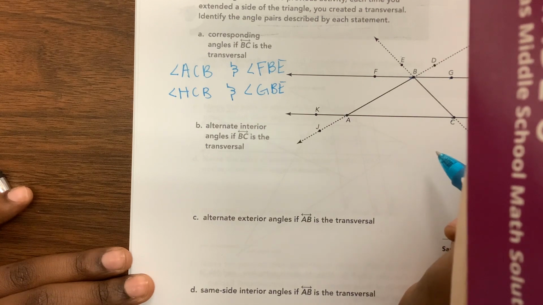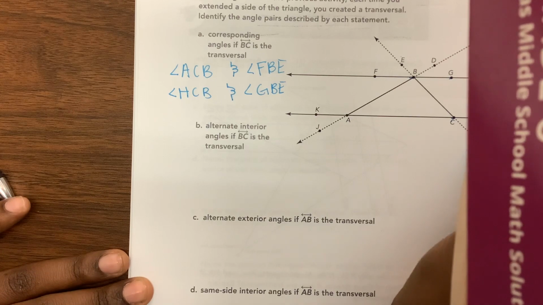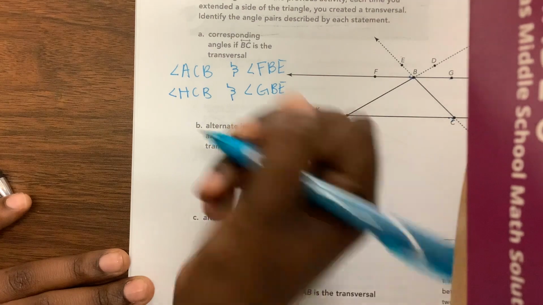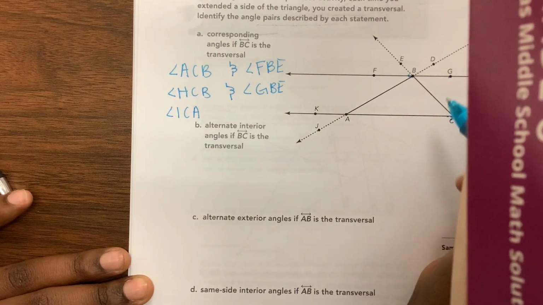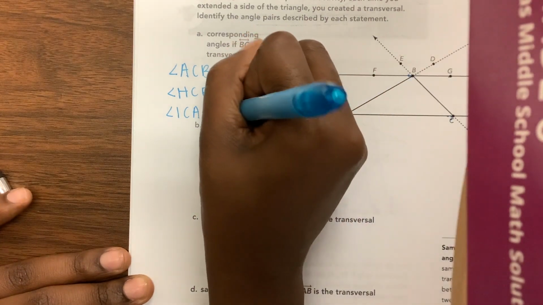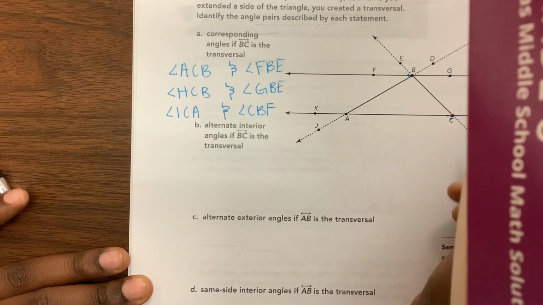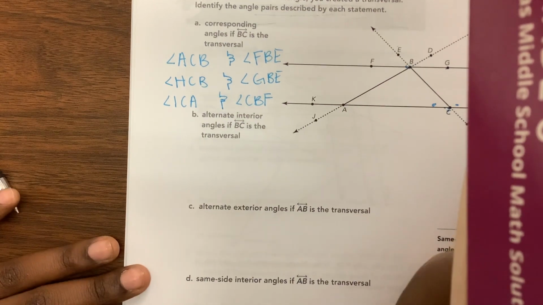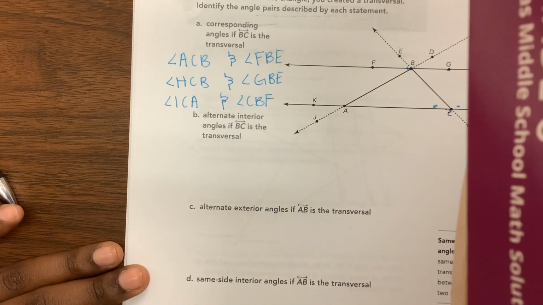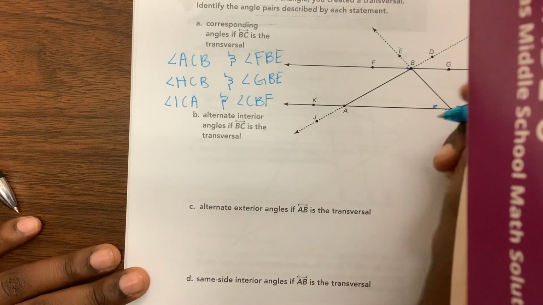Another one we have is ICA, and if we have ICA, we should have CBF. So ICA, CBF. I know it can be kind of confusing because you don't see the angles actually drawn right here, so it can be a little bit challenging to see, but the majority of the time it won't be this way, so that's a good thing, okay?